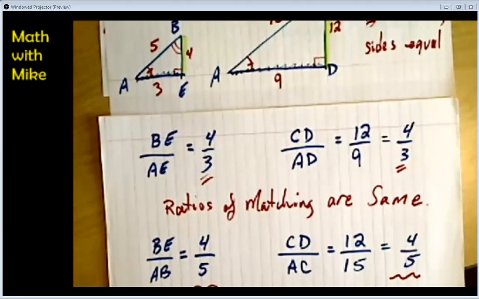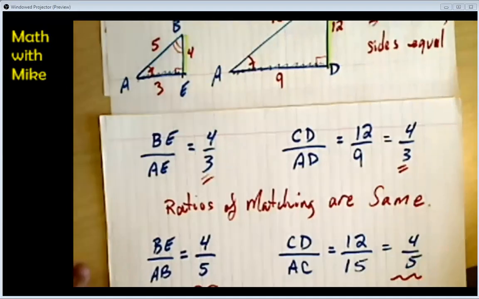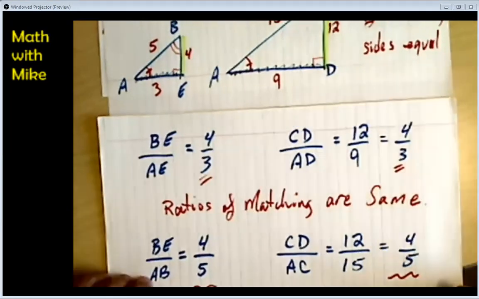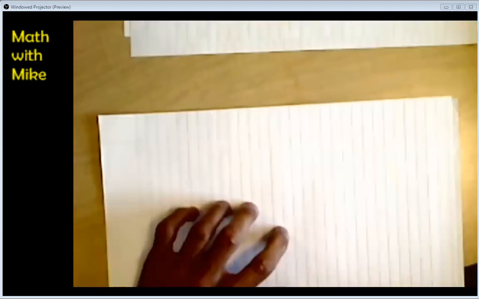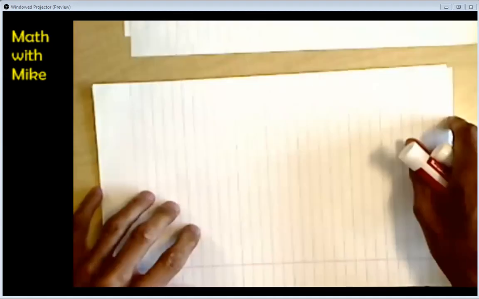Okay, so this is fun, because what this allows us to do is we can actually go out into real life and use this to solve some sort of problem just by making triangles.